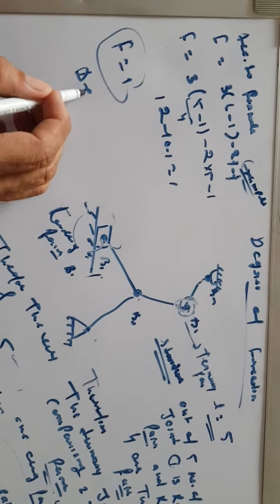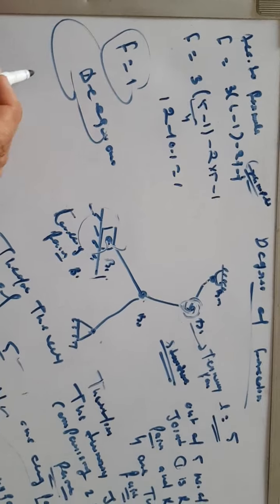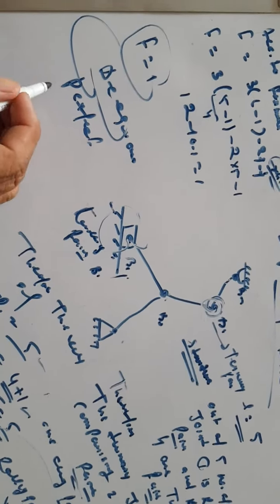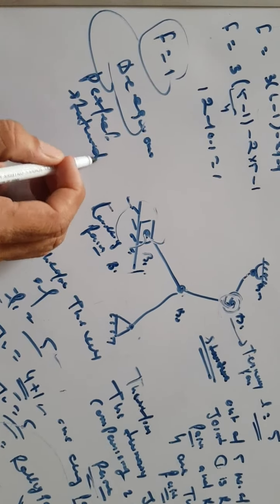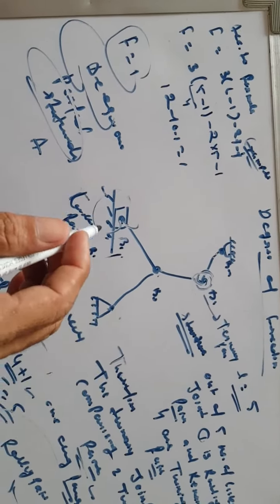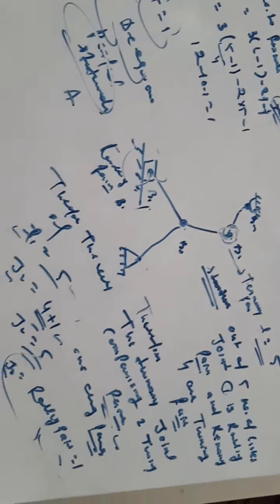Degree of freedom is 1. That is the perfect structure. So this is all right. I hope this will help you understand the thing. This is the complete explanation that we have seen.